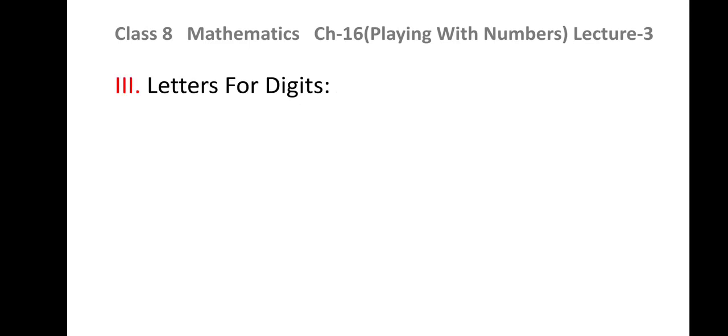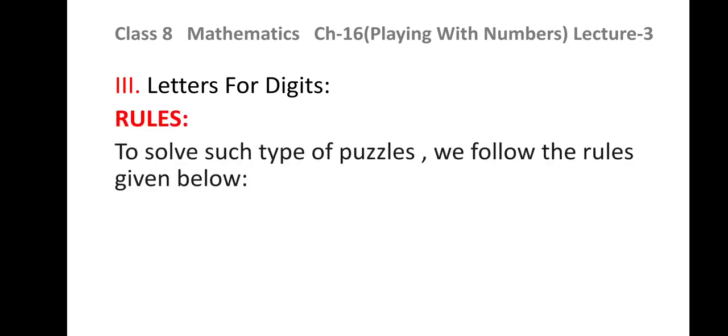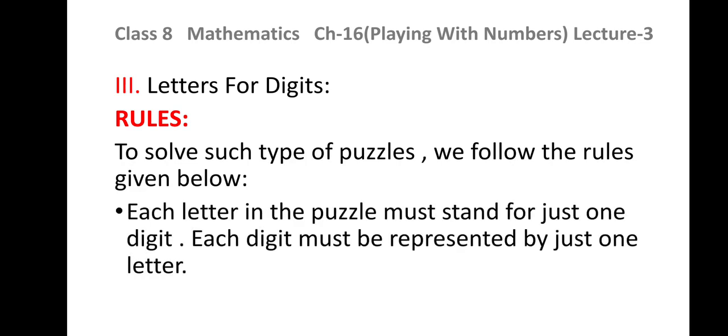Next, we have learnt letters for digits. There are two rules basically for this concept. First rule is, to solve the puzzles, we need to follow the rules given below. Each letter in the puzzle must stand for just one digit. Each digit must be represented by just one letter. For example, if anywhere in the question Q is present, then whatever value you have taken according to the sum, multiplication or subtraction, that value of Q will remain fixed. Wherever Q is present, you will be placing that particular value, or whatever you have calculated according to the given question.